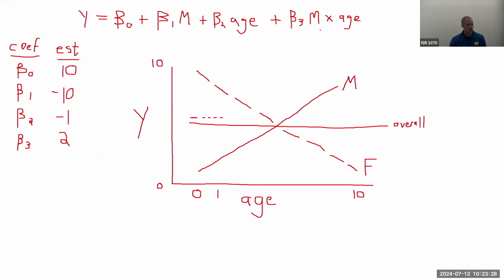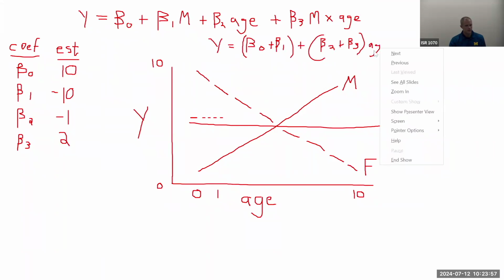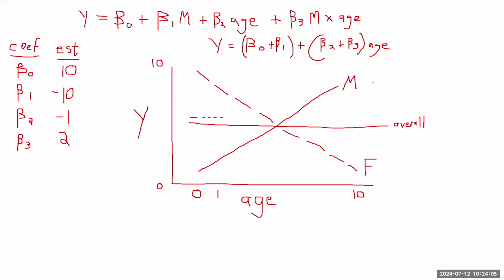If I set m to 1 in this equation, my regression equation is going to be y equals beta 0 plus beta 1. That's my intercept. If m is equal to 1, plus beta 2 plus beta 3 times age, right? I'm just literally plugging in 1 to the equation. So if I'm a male, that's my slope. I have a slope of 1. I have a mean of close to 0.